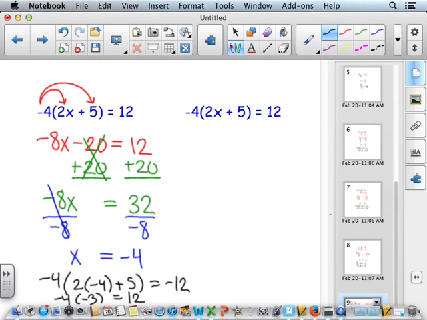Which means we got a step wrong somewhere. We don't want it to equal negative 12. We want it to equal positive 12. So our solution is correct.